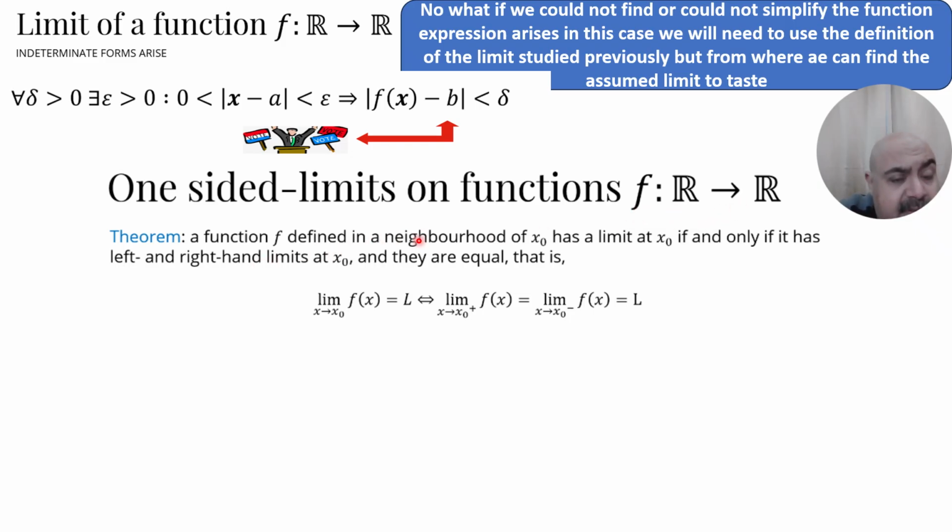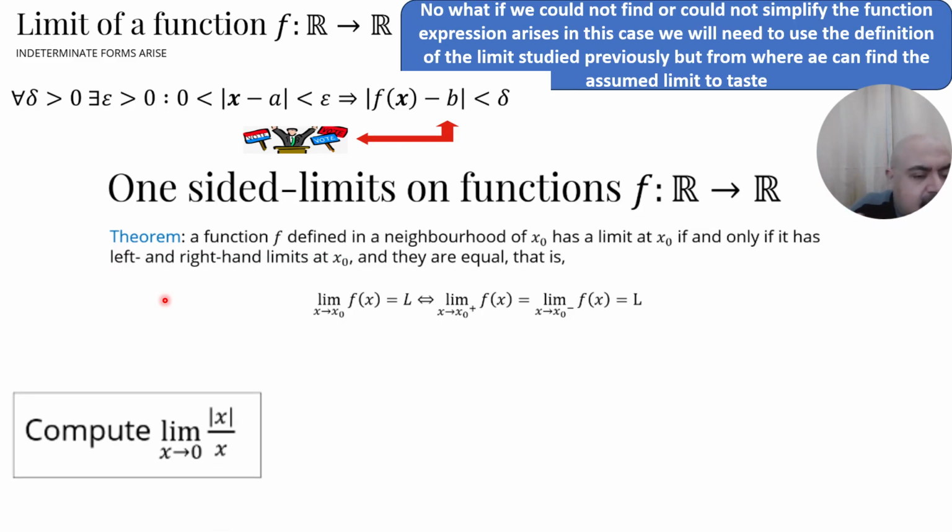A function f defined on a neighborhood of x node has a limit at x node if and only if it has left and right limits and they are equal to each other. In this case, this function has a limit. One of the famous examples on this: if I want to take the limit as x tends to 0 of absolute x over x, if you remark, this limit doesn't exist. I will show you why.